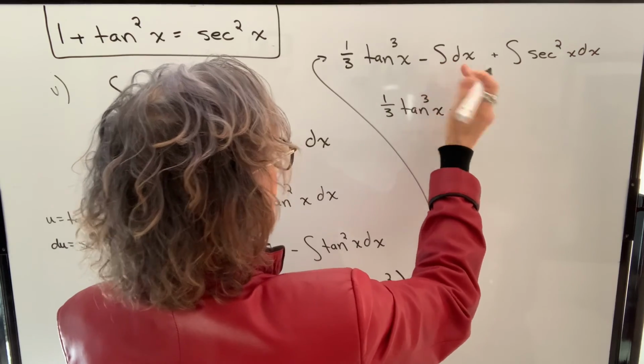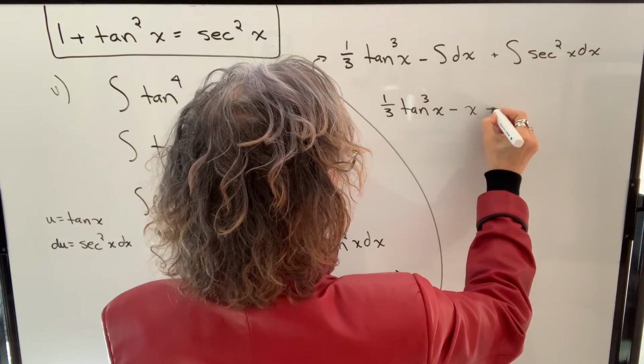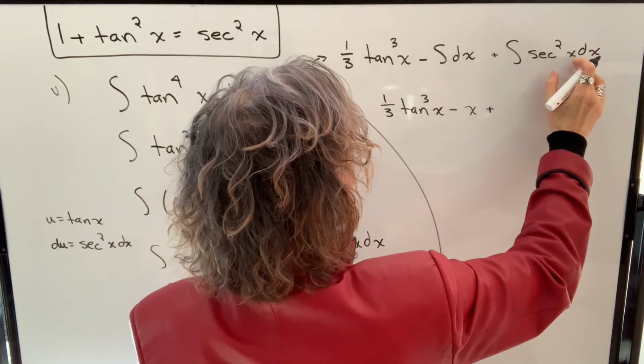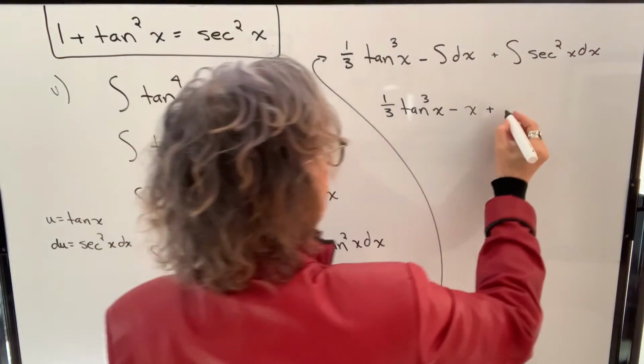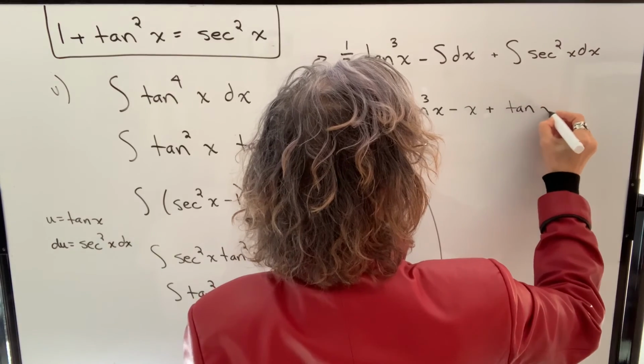The integral of dx is simply x, plus the integral of secant squared x dx, that's one of our basic trig forms, that's going to be tangent of x.